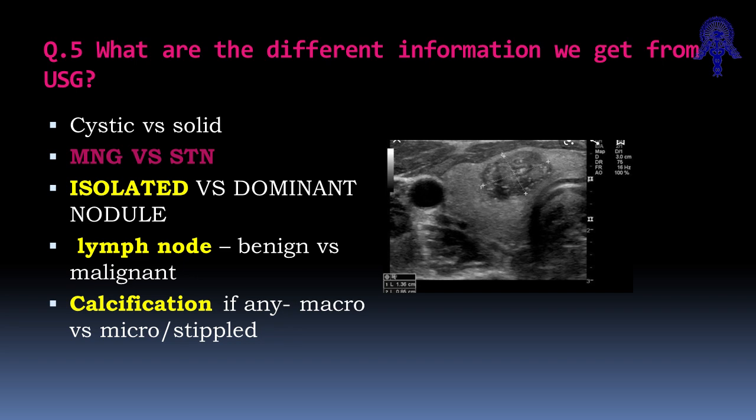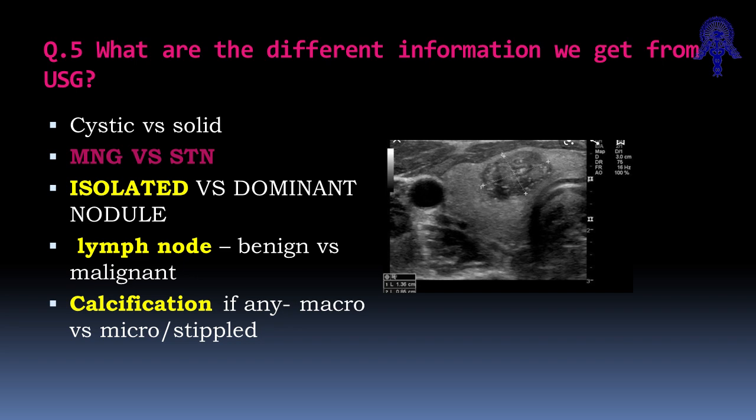However, there can be some solid nodule surrounded by cystic changes. Second, if it is a multinodular goiter or a solitary thyroid nodule. Third, as I mentioned, if it is an isolated nodule versus a dominant nodule. Fourth, if lymph nodes are present, whether the lymph nodes are having benign features or malignant features. And fifth, calcification, which may be of 4 types.